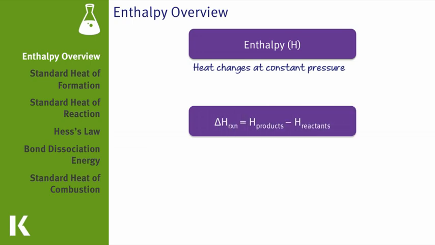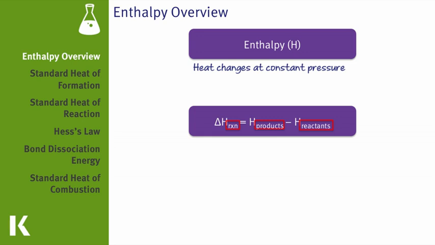Enthalpy is a state function, meaning that it doesn't matter how many steps of the reaction need to occur in order to form our products. All we need to do to find the total enthalpy of the reaction is to compare the enthalpy of the final state and subtract out the enthalpy of the initial state.